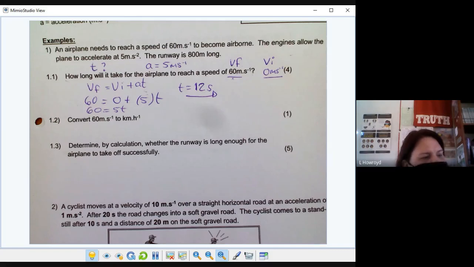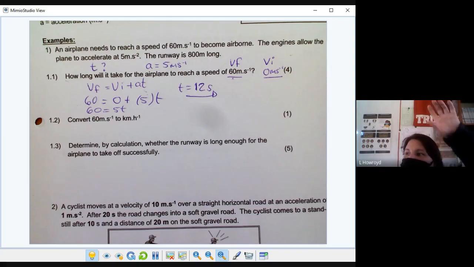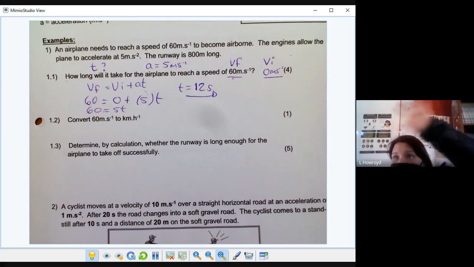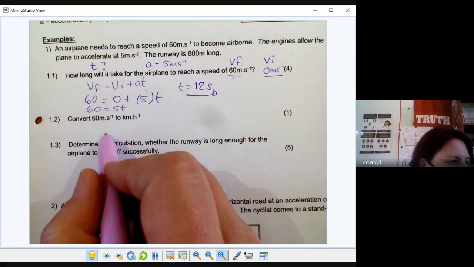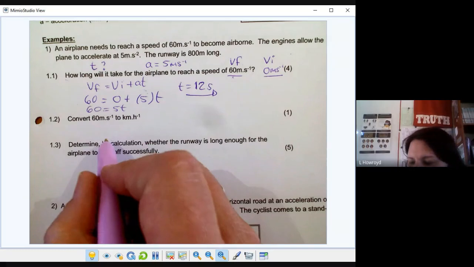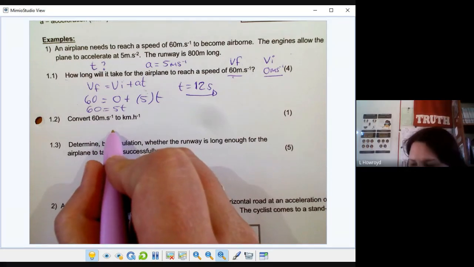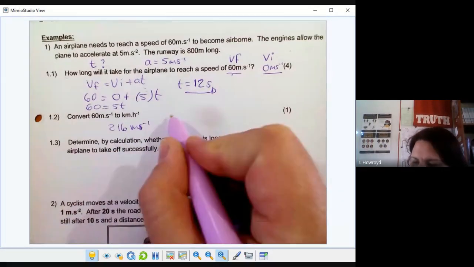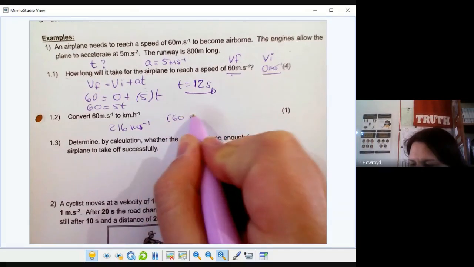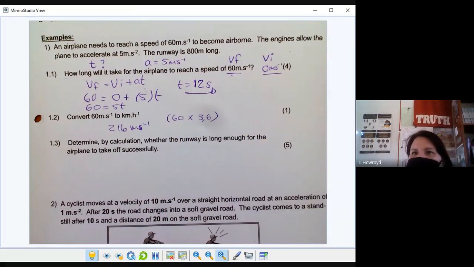Okay, and to go from meters per second to kilometers per hour, we times by 3.6. Remember, you have to convert from meters to kilometers, so that's 1,000. Then you've got to go seconds to hours, which is 3,600. So that's where it comes from. So what do we get here? 60 times 3.6 is 216 kilometers per hour. That's all you have to remember. You don't have to remember the whole calculation that I showed you. You just have to remember, are you timesing or dividing by 3.6?